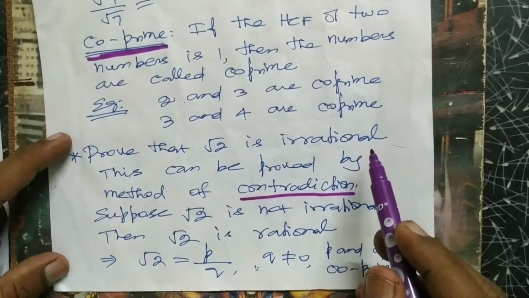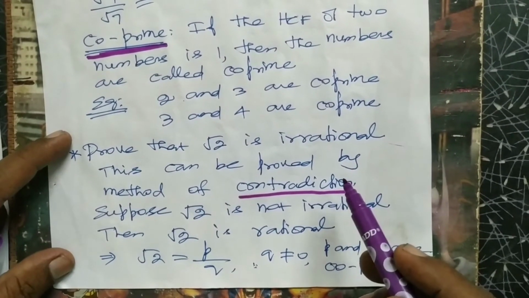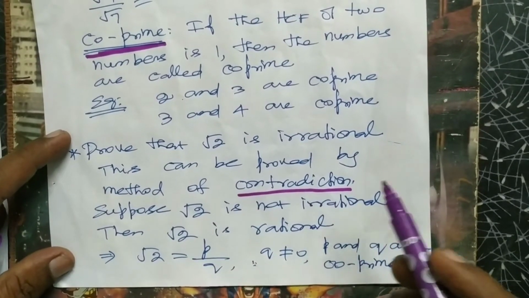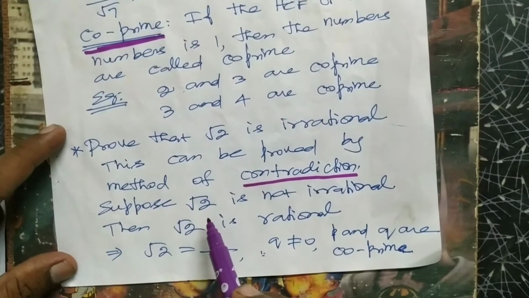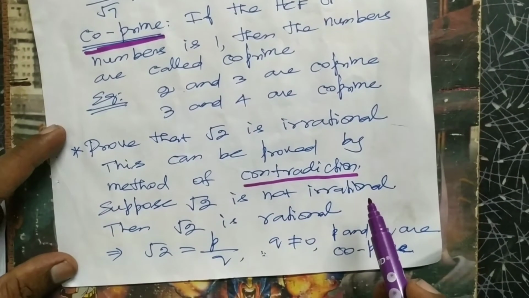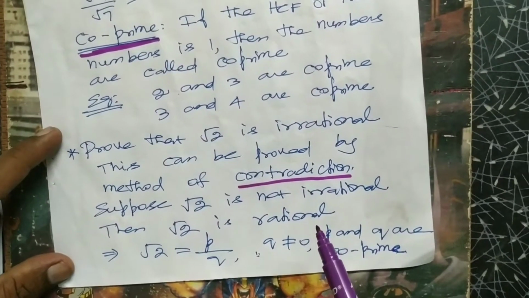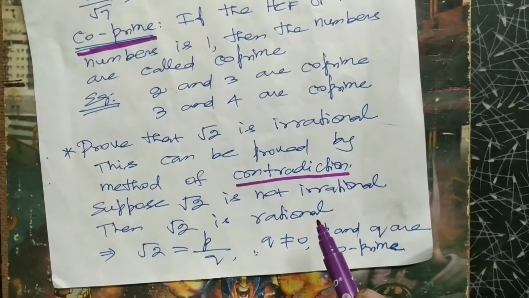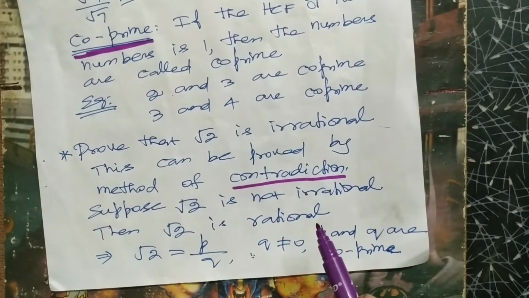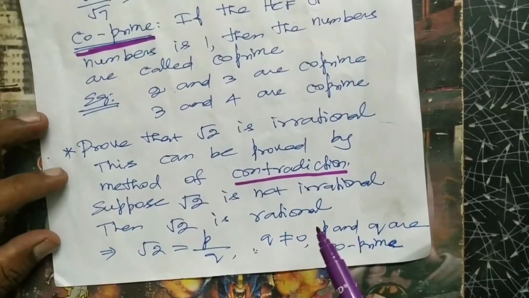What is the negation of the statement? Root 2 is not irrational. We have to assume that. Then we have to bring the contradiction. Now let us see that. Suppose root 2 is not irrational, then there are only two possibilities. A real number will be either rational or irrational. Therefore, when it is not irrational, it must be rational. Then root 2 is rational.